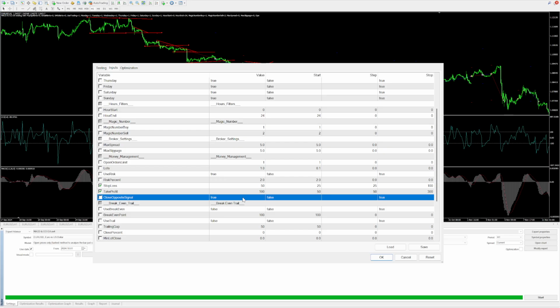Okay, close on opposite signal. If there's an opposite signal, like the CCI is extreme in the other direction, or the MACD is trending in the other direction, if that's set to true, then the trade will be closed, and probably another trade will be open.